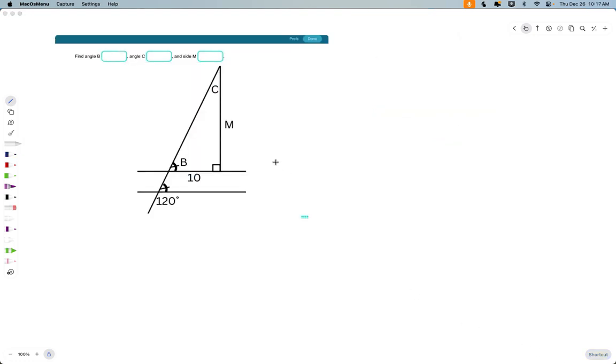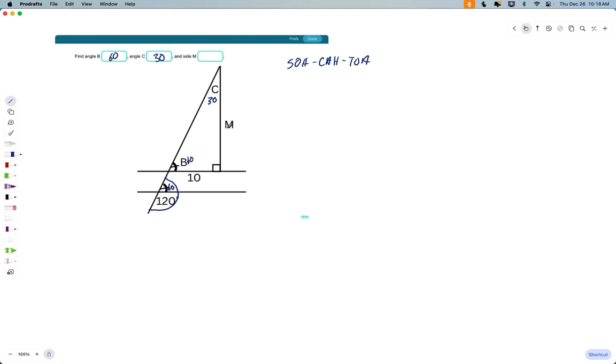All right, so we're going to find B, C, and M here. All right, so we've got 120. We know that this is going to be a straight line, 120. So this has to be 60. So B is 60. C is going to be 30, because 60 and 30 make 90. All right, so now all we have to do is find M. We're going to use our SOHCAHTOA and figure out which one we want to use.